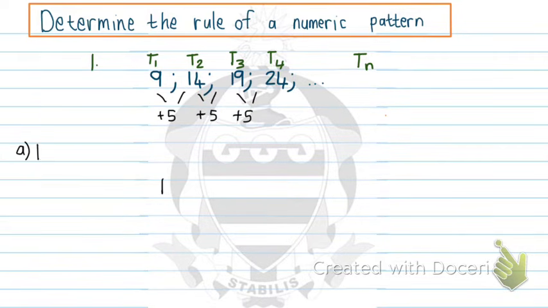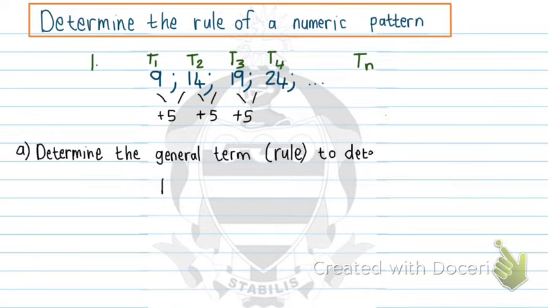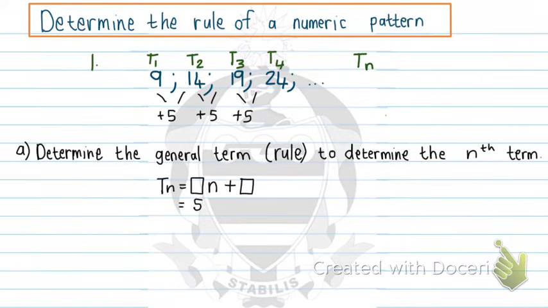Then the first question is: determine the general term or the rule to determine the nth term. If you see something about the general term, the rule, or the nth term, it means that I have to determine a rule for Tn. Tn is equal to something n plus something. That is the format in which I will determine the rule.